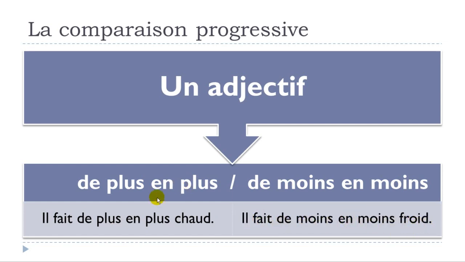Okay, so you can see that it's really simple to make it, because basically you've got your adjective here, and just before it you will have to put this de plus en plus, okay, or then de moins en moins. Alright, so it is really, really simple.